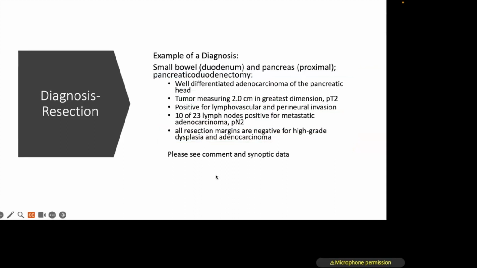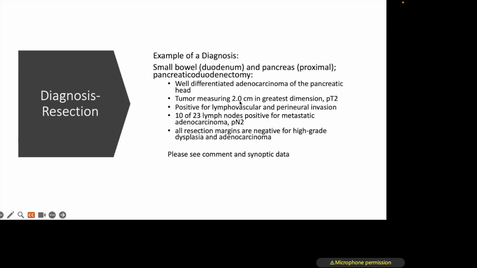Okay, let's talk about examples of a diagnosis in a resection specimen. We'll usually name what parts of the specimen are present: the duodenum, the pancreas. This was a stomach-sparing procedure, so there was no stomach present. We have the grade, so a well-differentiated adenocarcinoma, which is the histological subtype. And the location, so it's involving the pancreatic head.